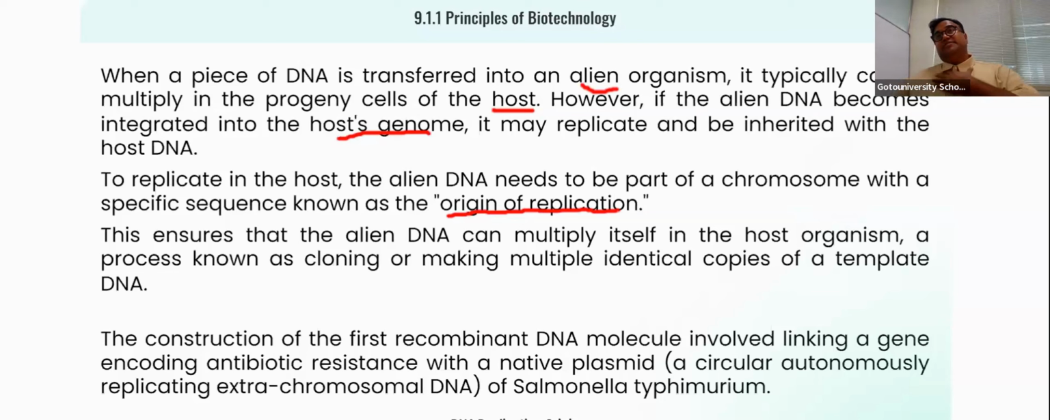Why? Because if the origin of replication is weak, I can't introduce a big size gene. If it is strong, it can accommodate the big size gene. So this alien DNA or foreign DNA can multiply in the host, known as cloning, or making multiple copies of the template DNA. I'm repeating, it's very easy to understand.